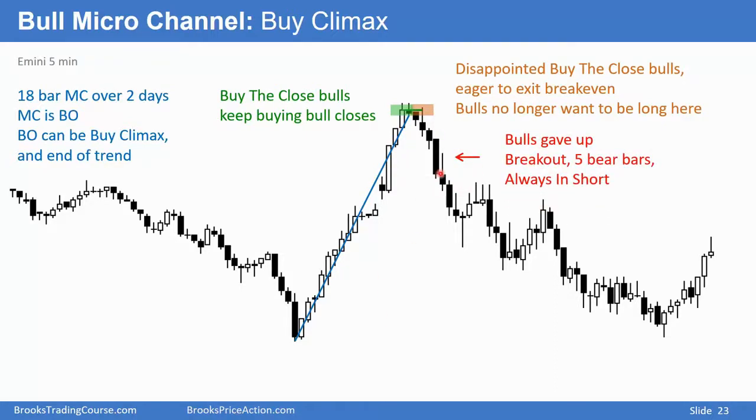Big bear bar closing on its low after 3 bear bars, totally reversing this bar, or almost totally reversing it. This big bear bar is the final bulls giving up. The bulls who bought that close, or any of these closes, held for a bar or 2 or 3, and then decided after 3 bear bars, 4 bear bars, it's not worth being long, and they gave up, hoping to buy again lower. The market's always in short.